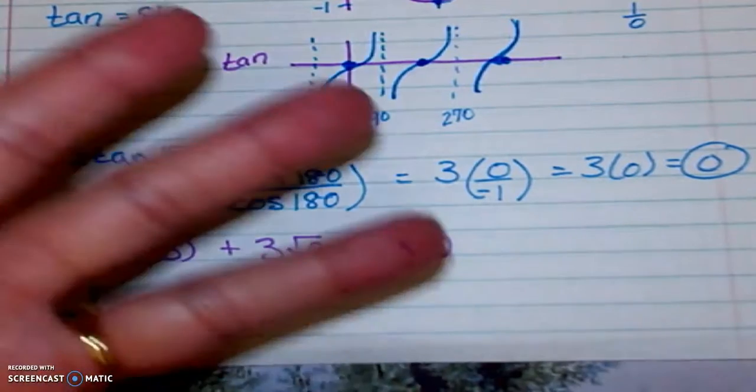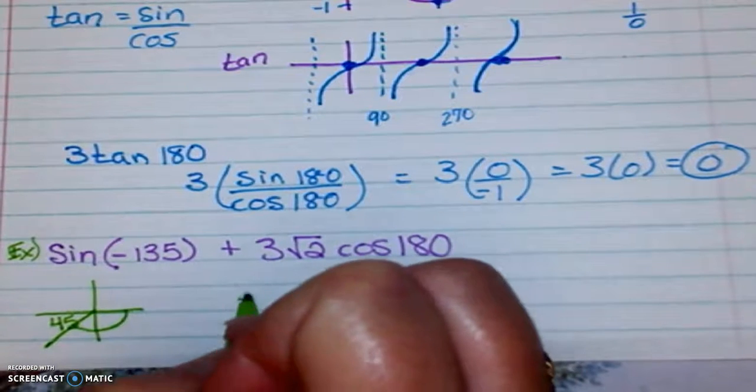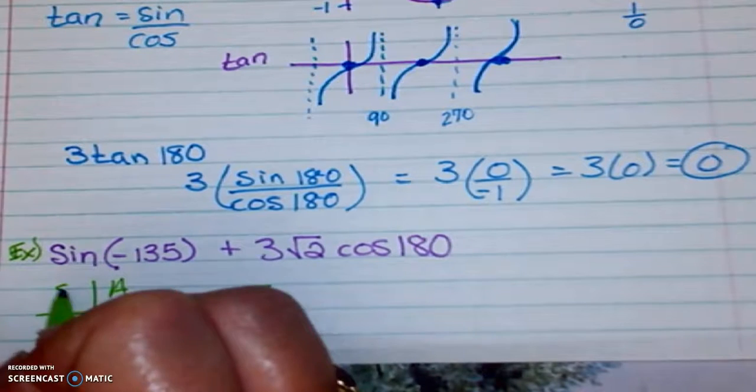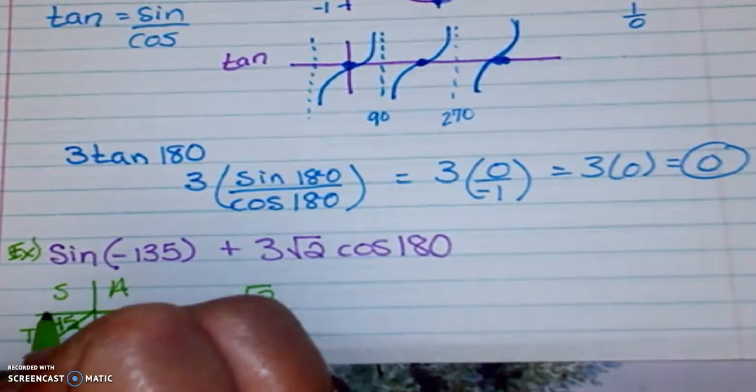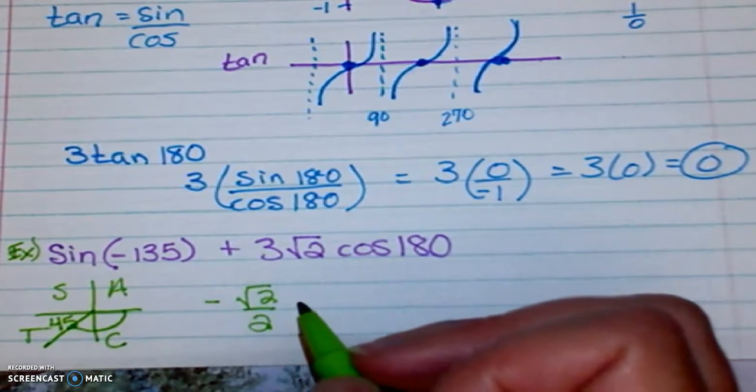So you say, what is the sine of 45 degrees? That's radical 2 over 2. So we get radical 2 over 2. In the third quadrant, all students take calculus. Sine is negative, so that makes it negative radical 2 over 2.